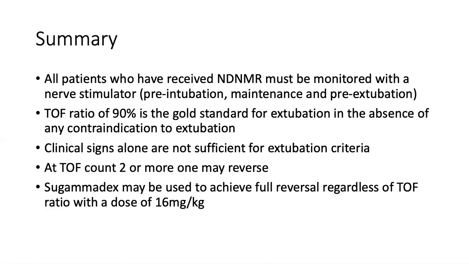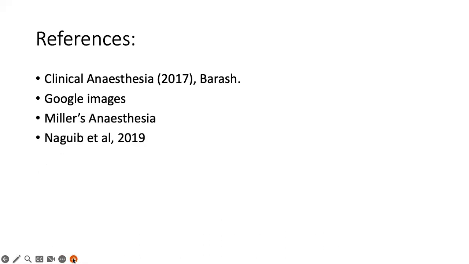So sugammadex may be used to achieve full reversal regardless of train of 4 ratio, with a dose of 16 milligrams per kg. Remember, there are charts that can help you in the dosing of sugammadex using your post-tetanic count as well. If you have them in your institution, I recommend that you look at them. They will assist you.